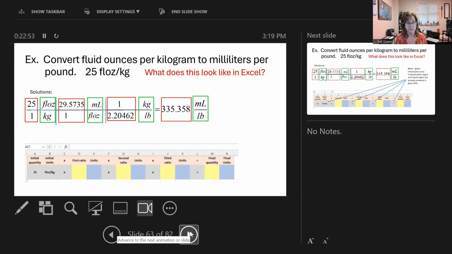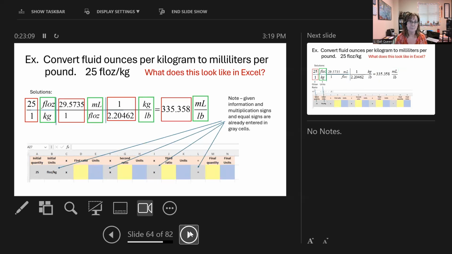Okay, so a couple of things to point out. If they gave me the same problem, convert fluid ounces per kilogram to milliliters per pound, and they start you with the quantity 25 fluid ounces per kilogram, then you would start the problem, and they already set up the problem for you in Excel. So the gray cells in Excel already have the given information in them. They're telling you that the initial quantity is 25, and they're telling you that the initial units are fluid ounces per kilogram. They already put that in for you. You don't have to type it in. So you don't have to type anything into the gray cells, okay?